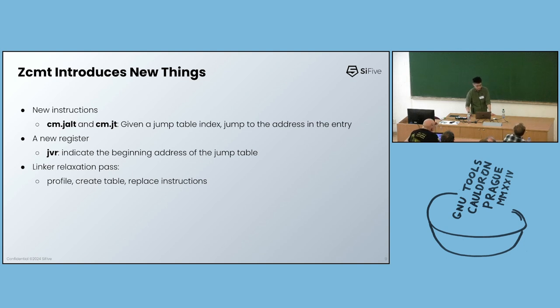We need a few new things in the Zcmt extension. First, we need new instructions, and there are actually two: cm.jalt and cm.jt. There are subtle differences, but the main idea is that given a jump table index, the instruction jumps to the address stored in the table. We also need a new register that stores the beginning of the jump table. And we need to add a relaxation pass in the linker to do profiling, create the table, and replace instructions when linking.